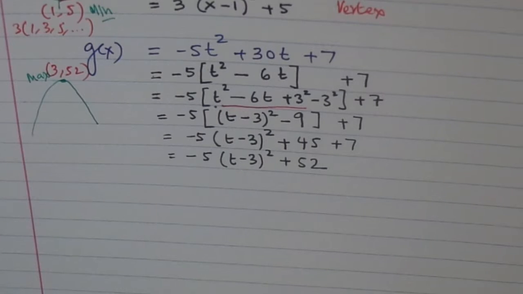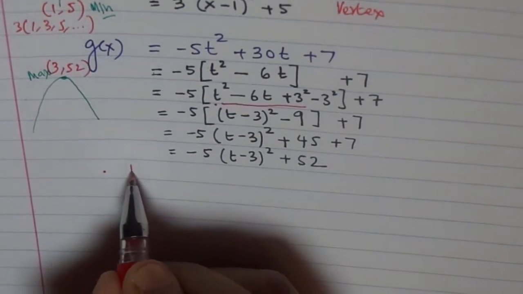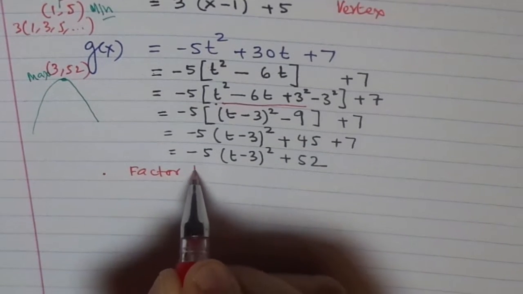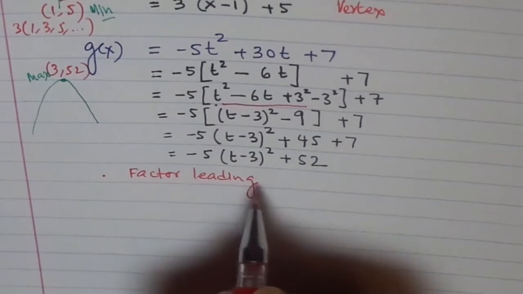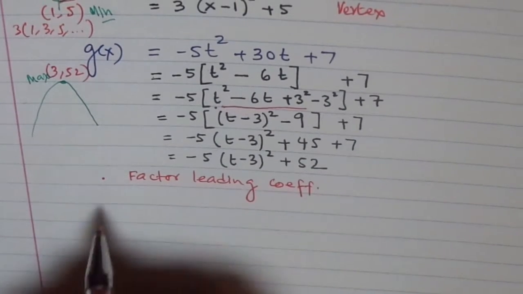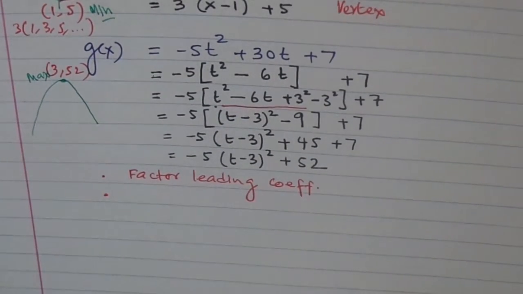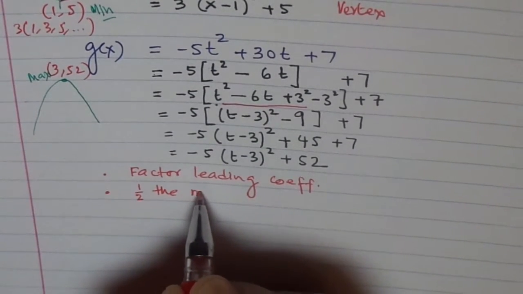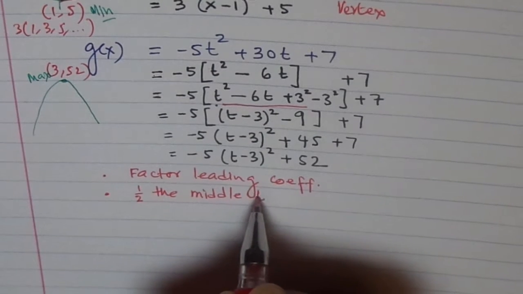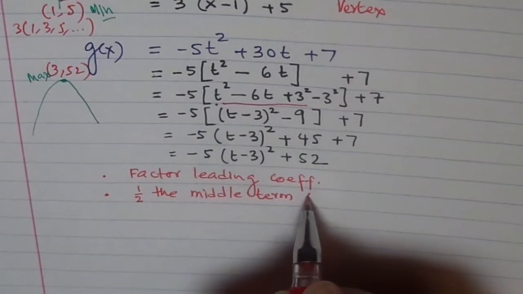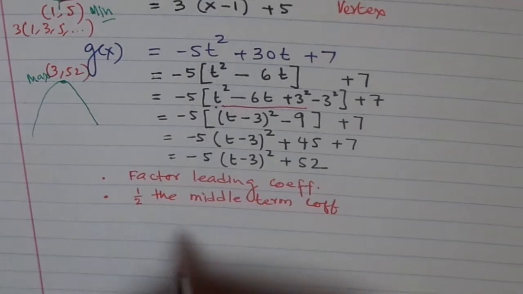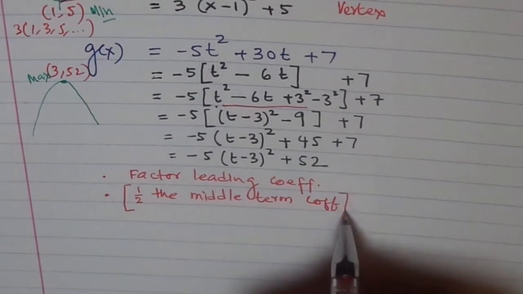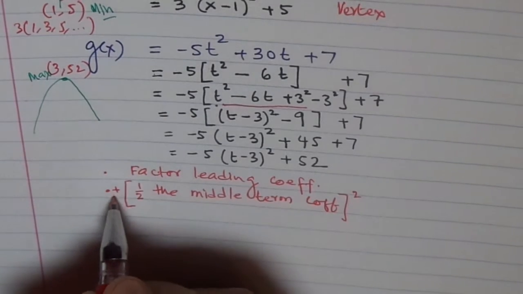I hope you understand. So let's summarize the steps. Do you remember the steps? First step is factor the leading coefficient, okay? And what is the second step? Second step is half the middle term, half the coefficient, I should write, right? And what to do with this half of the middle term? Square it and then add and subtract it.